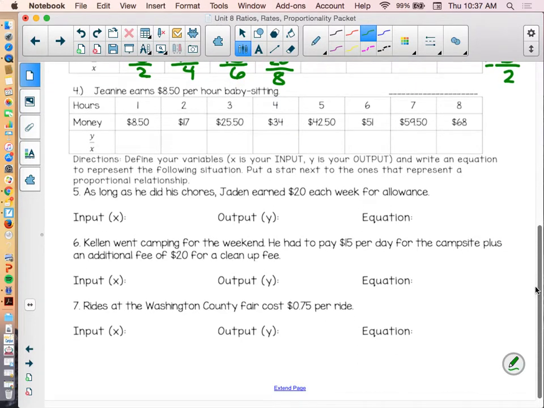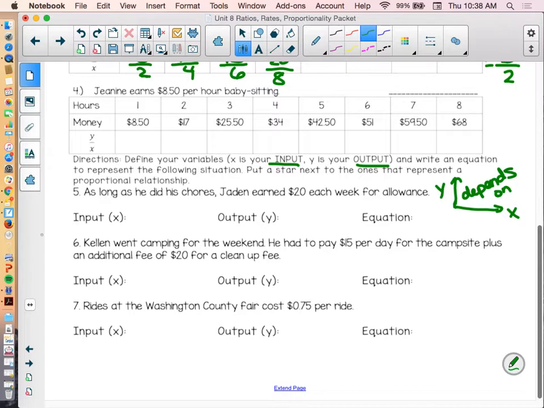You can do number 4 yourself. Define your variables. X is your input, y is your output. You're going to be given situations where you have to figure out your own x and your own y. Please remember that the output is always dependent on the input. So y, up and down, right? Y depends on x. You have to ask yourself, which one is the y and which one's the x in each situation? Let's read number 5.